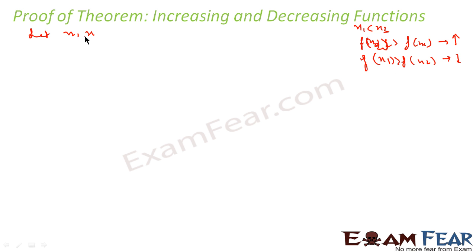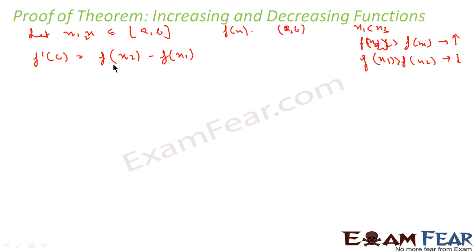let x1 and x2 be two values in [a, b], because I have my function f of x whose domain is [a, b]. Now if I want to find f dash c, or f dash at any point, let's suppose I have to find f dash, this is nothing but f of x2 minus f of x1 by x2 minus x1. Correct?